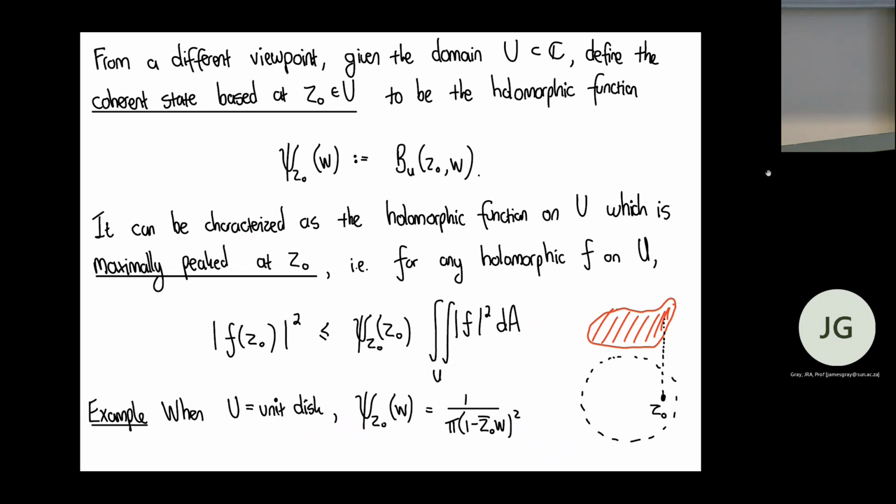It will be like if my z naught is real, then w will be real on the real axis as well, just from that formula. Okay, so that's coherent states on the standard unit disk. But now what if I take some cool, interesting region in the plane? What are its coherent states?